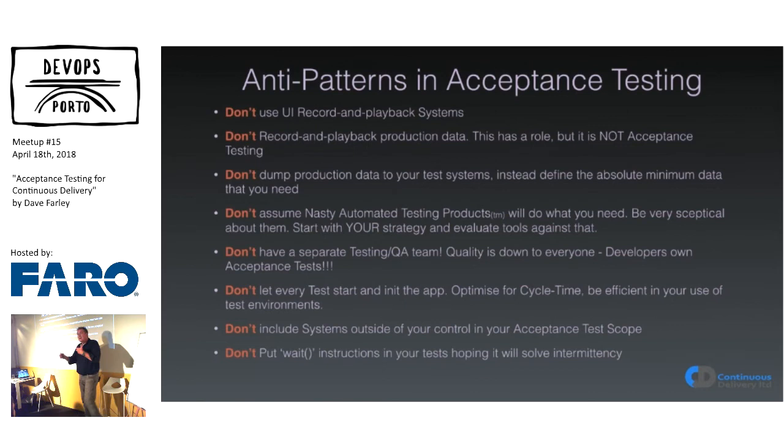And then you've got more flexibility. You can decide whether each test is running in parallel or serially, depending on what you want to do. Don't include systems outside of your control in your acceptance test. Test the things that you're responsible for and focus your testing effort on those. And don't put in wait instructions, but if you do, give me a call. I'll come and help you along.